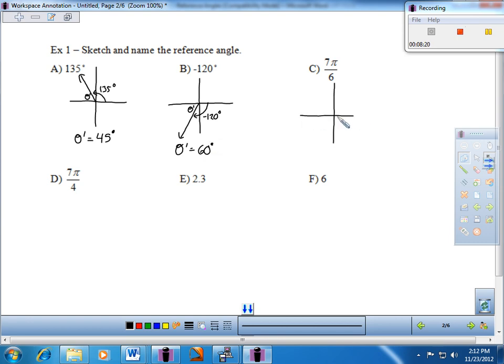Excellent. Let's see, 7 pi over 6. There it is right in there. There's your theta prime. And there's your 7 pi over 6.